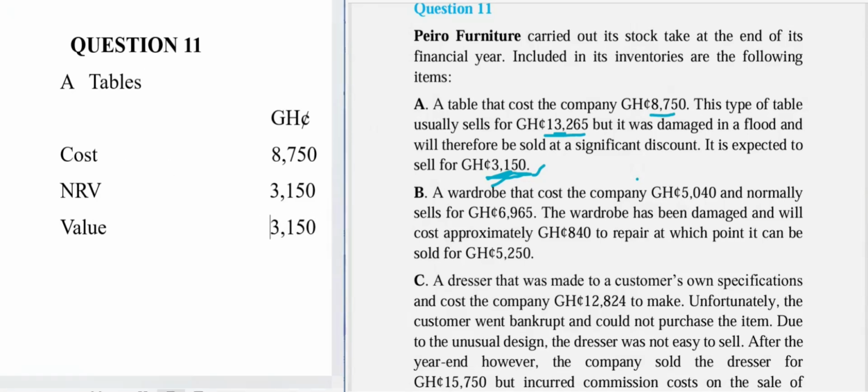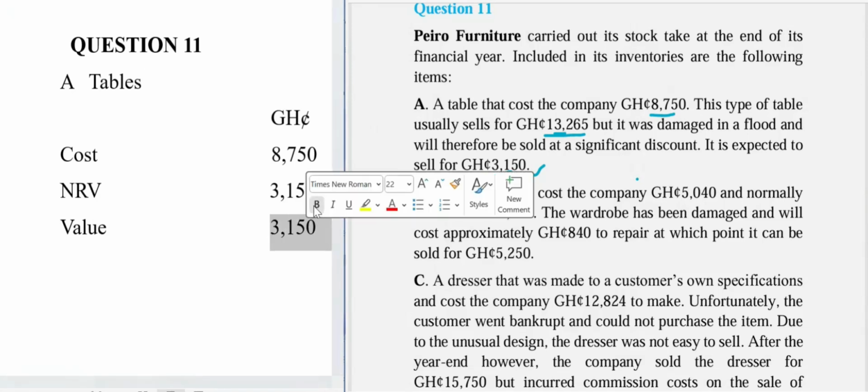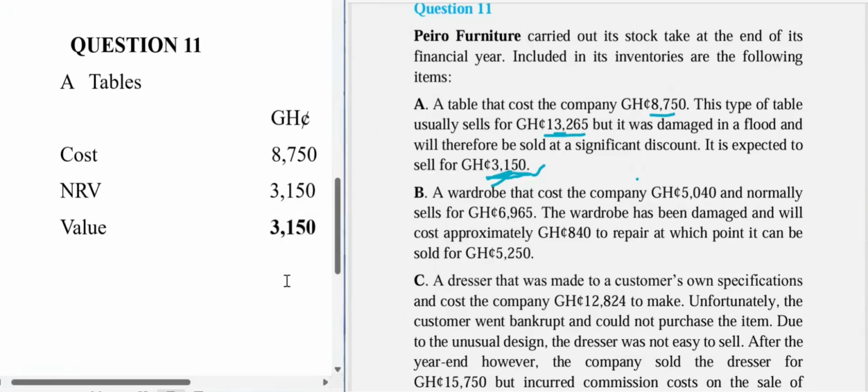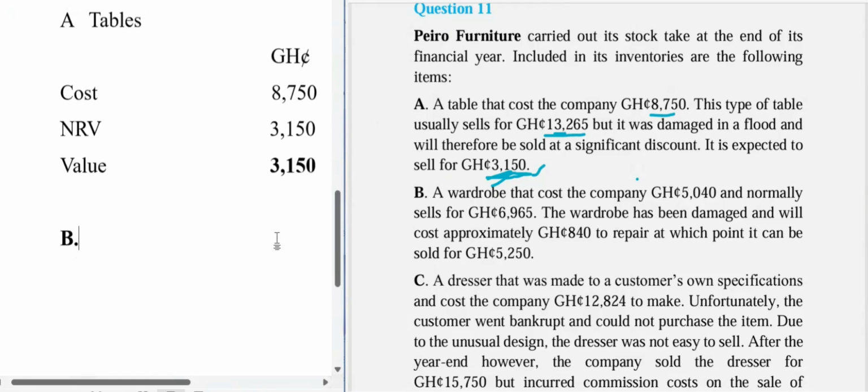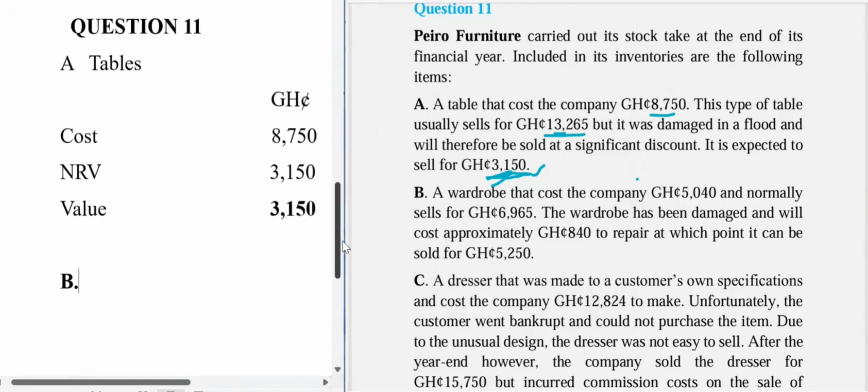So this is the value that we're going to record in our books, the lower of the two. Okay. So for this, the value we're going to record for what? Tables, right? Then that's all. I'm saying the 13,000, don't use it. Why? Because we were told that it might sell for 13,265, but because it was damaged, we can only sell it for what? 3,150. So that's what we're going to use.